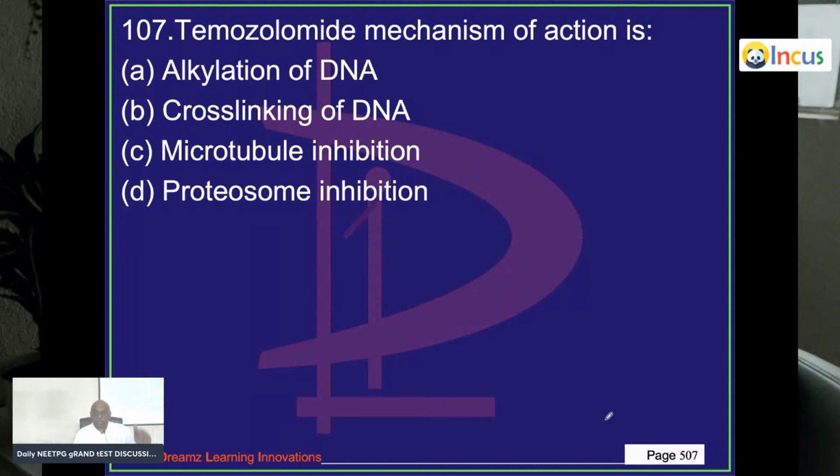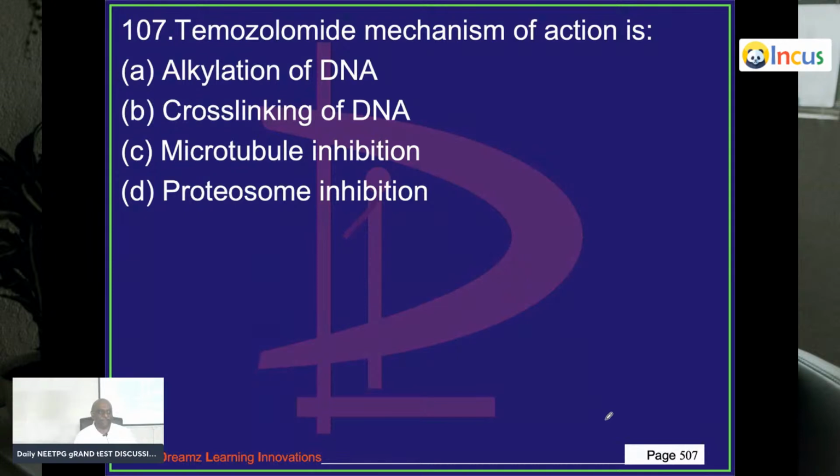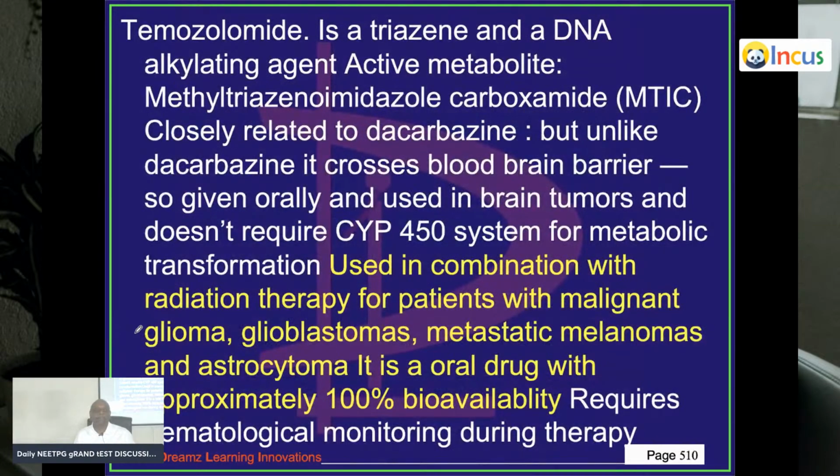So, doctor, temozolomide. Temozolomide, what is the mechanism? Alkylation of DNA. I do enjoy teaching Girija and Sai Krishna Reddy in those days pharmacology. Temozolomide is a DNA alkylating agent used along with radiotherapy in malignant glioma.